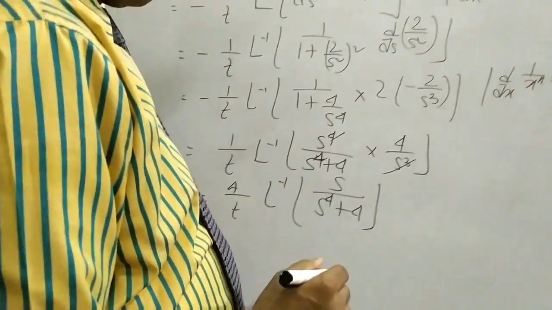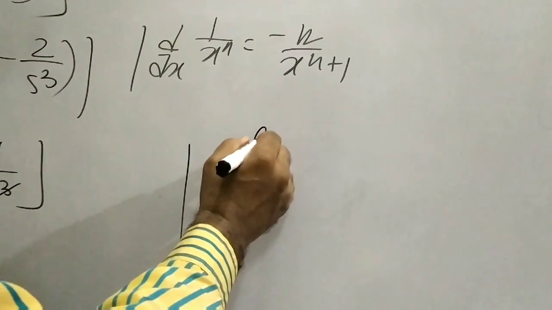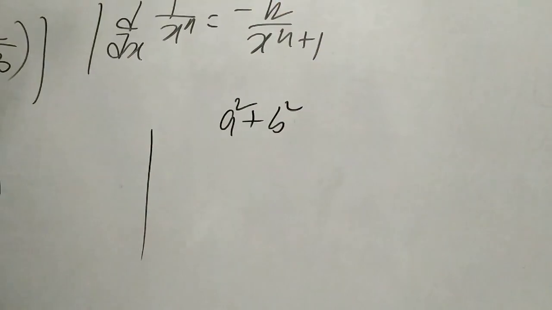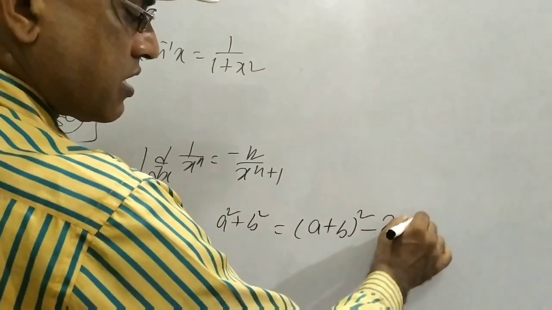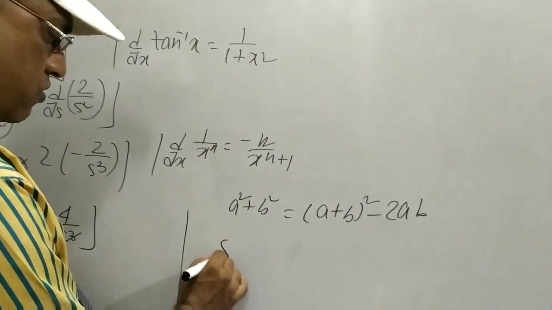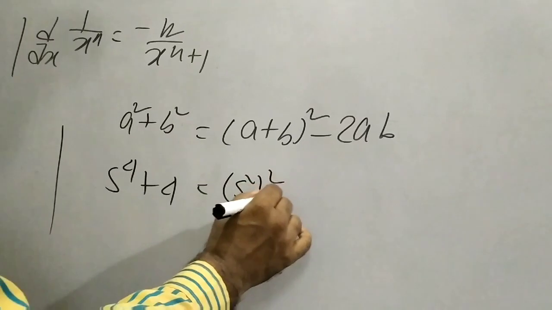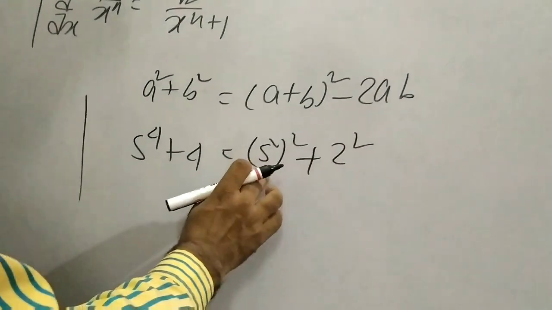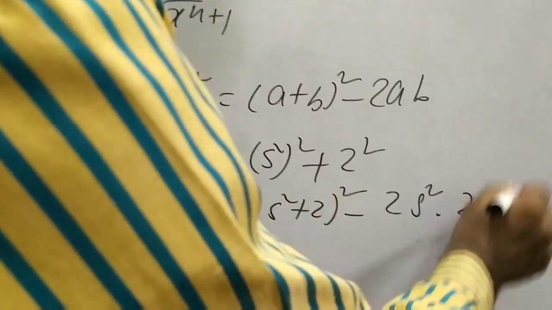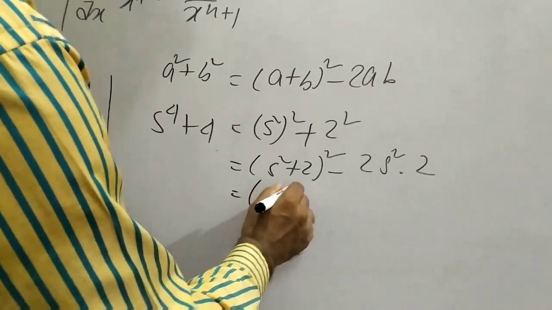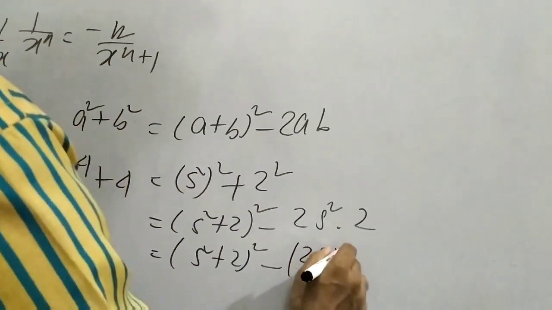We get this one. Now we know this formula for a square plus b square. From lower classes we know this formula: a plus b whole square minus twice ab. We use this formula for s to the power 4 plus 4. S to the power 4 means s square whole square, and 4 means 2 square. This is a square plus b square, a plus b whole square minus twice ab, and this will be s square plus 2 whole square minus twice s whole square.